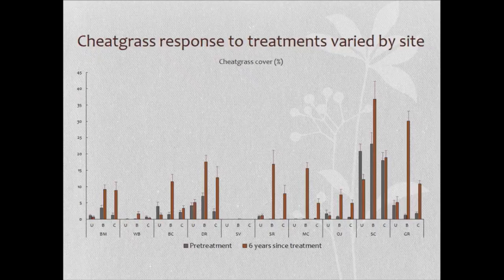So some of our sites showed a large response, even when their pre-treatment cheatgrass cover was low, and some had higher cheatgrass cover pre-treatment and had more moderate response. So this highlights the fact that we're going to have some site differences. Warmer, drier sites are likely going to have a larger response from cheatgrass following treatment.